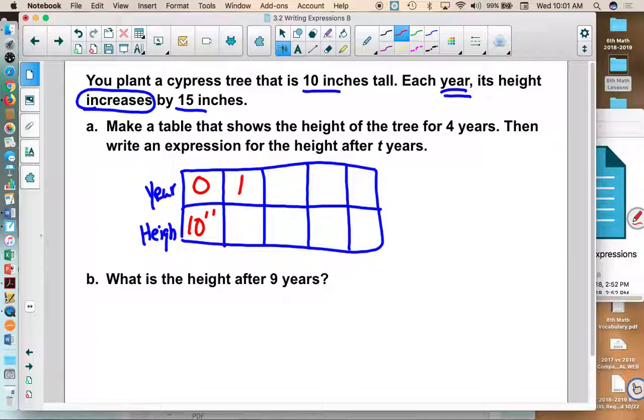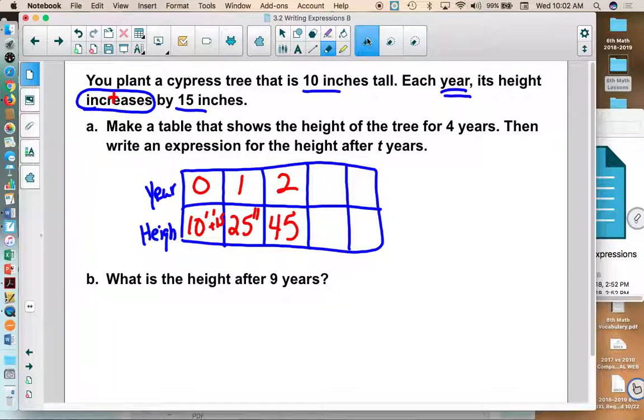How tall, Tyler? 25 inches. How do you know that, Tyler? 10 plus 15 is 25. Good. Because it's increasing, which is my addition, 15 inches per year. So that was going to be plus 15. And so it's going to grow, the second year, another 15 inches, right? So how tall is it going to be at the end of the second year, Mr. Jorlin? 40? Do we agree with you guys? I wrote 45. I didn't really need to. Give me a little bit.